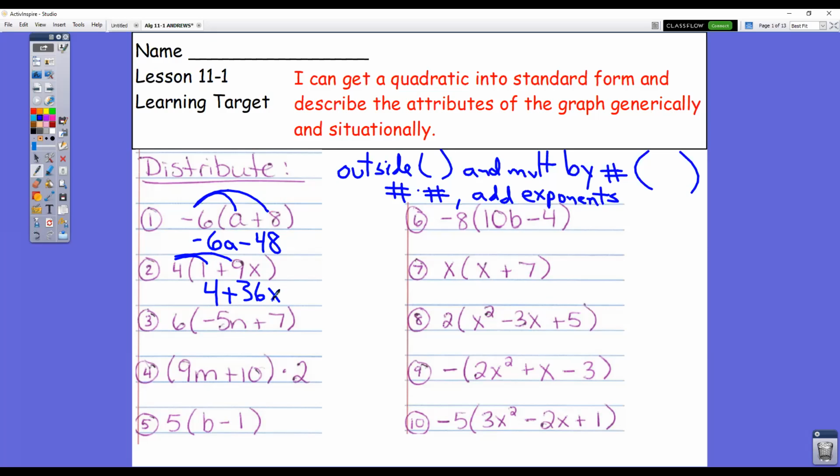Sometimes they have the letter first inside the parentheses, like in number 1. Sometimes they have the letter second, like in number 2. We're not going to do all these. Sometimes they will try and mess with you a little bit by putting the times after the set of parentheses. You still have to take the number outside and multiply by both of the things inside. 2 times 9m is 18m. 2 times 10 is 20.